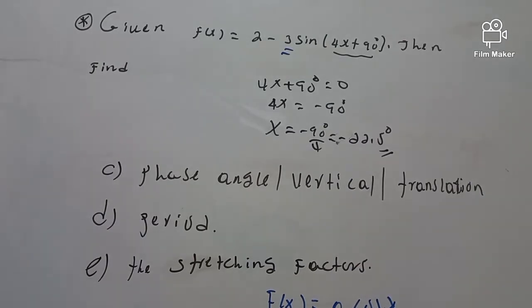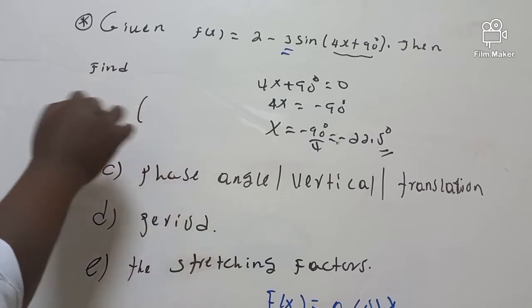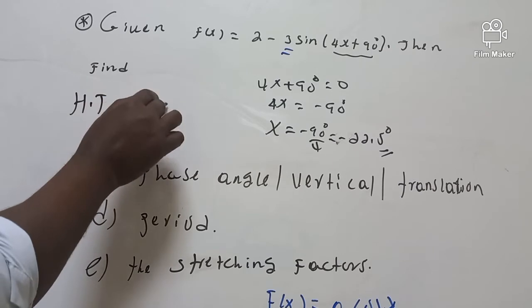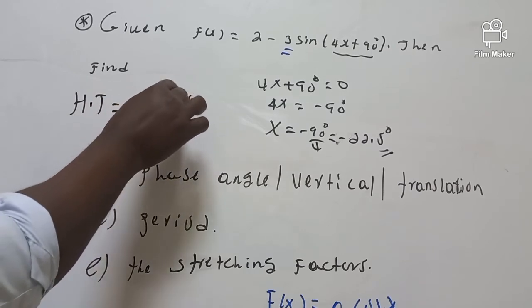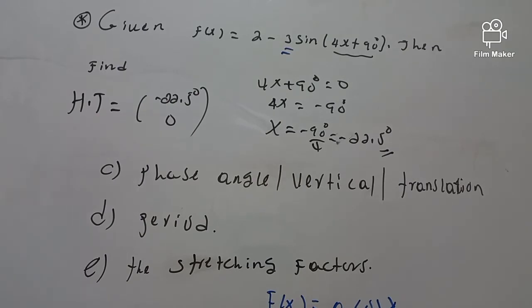Now from here you can immediately say that the horizontal translation vector is going to be given by negative 22.5 degrees, 0. This is our horizontal translation that translates the given problem. So this is how we are going to determine it.